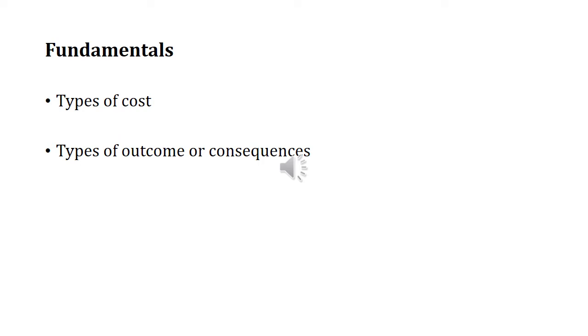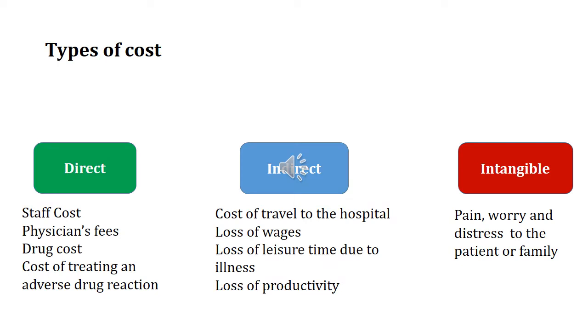We will begin with the types of cost. The types of cost are direct, indirect, and intangible. Let us understand them one by one. Direct cost means cost directly out of pocket. For example, the expense that you incur on physician's fee, cost of the drug, and the expense incurred on treating adverse drug reaction would be direct cost.